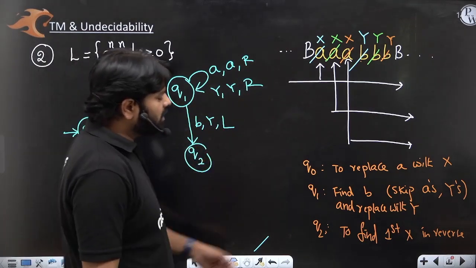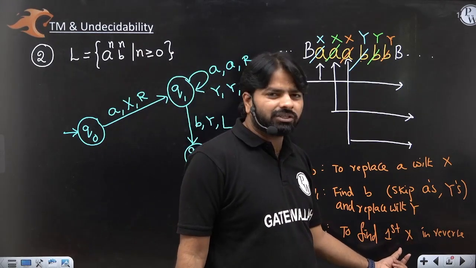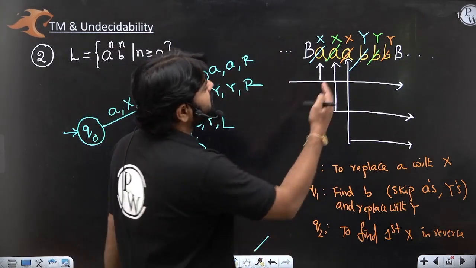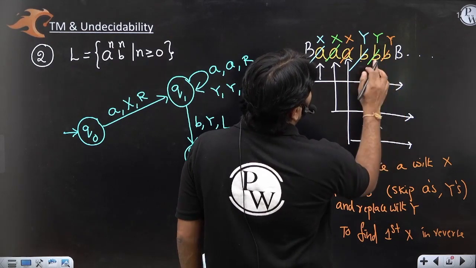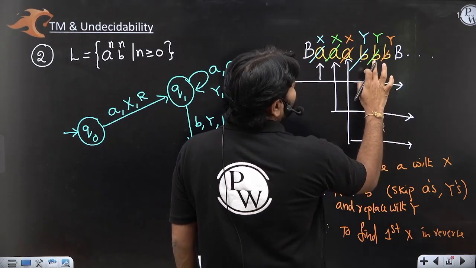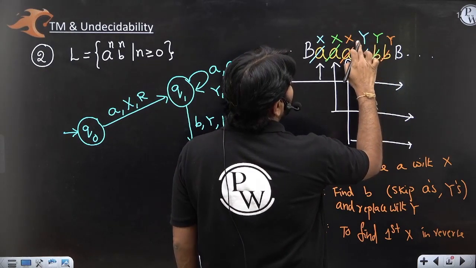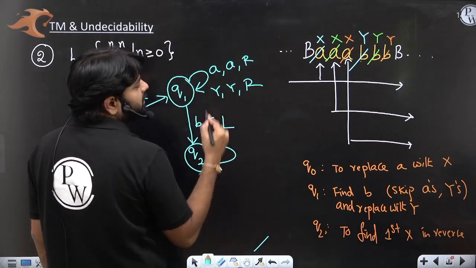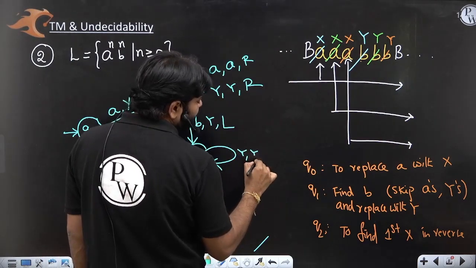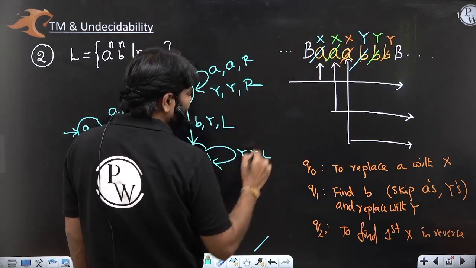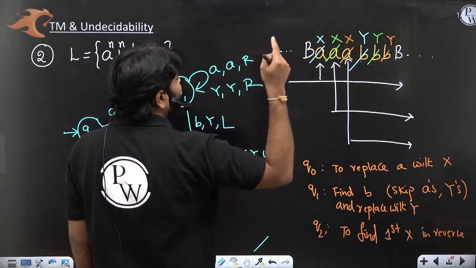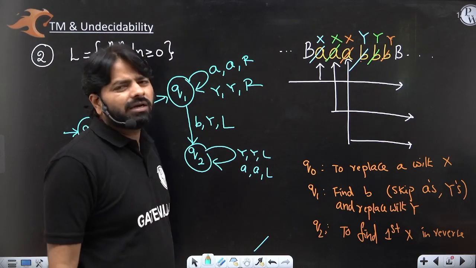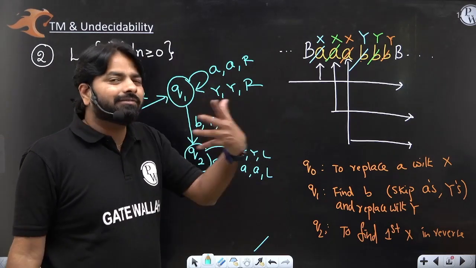the reverse scan. What is the job of Q2? To find the first X in the reverse direction. What are the things it has to do? Suppose Q1 just replaced B with Y and Q2 got control; then Q2 has to skip the Y, and if there are any A's, skip them too, to find the first X. So many things it has to skip: skip Y, skip A's if there are any. And when it sees X, it takes a right turn and gives control to Q0.